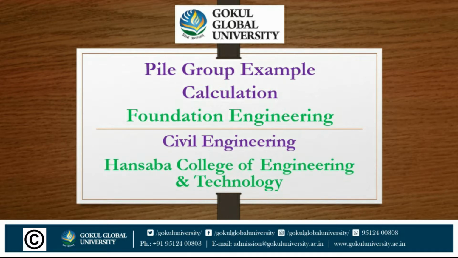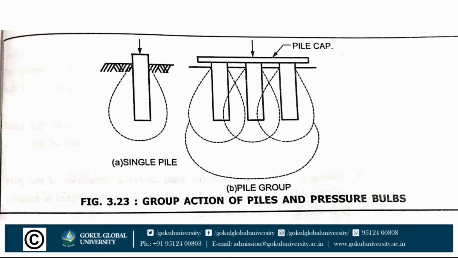Okay, let's start it. The ultimate load carrying capacity of a pile group is not necessarily equal to the sum of the individual load capacities of the piles in the group. There are some factors that tend to provide the group a capacity greater than the sum of the capacities of the individual piles.